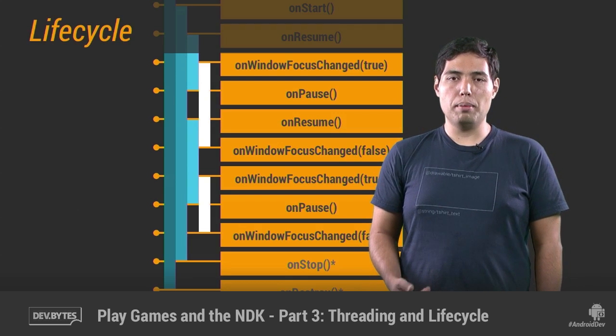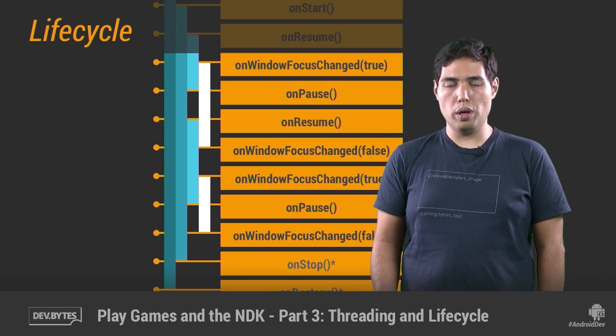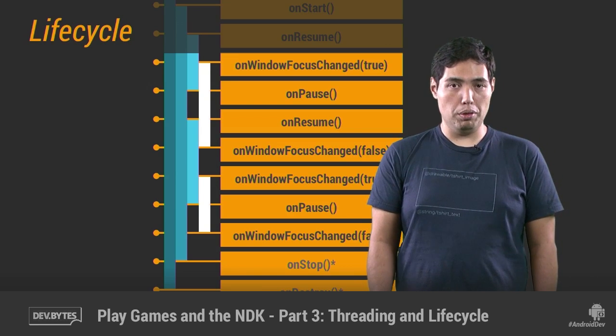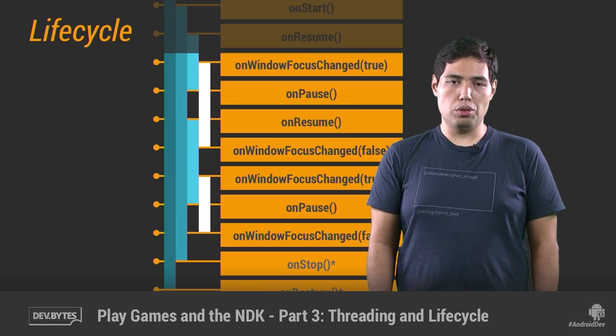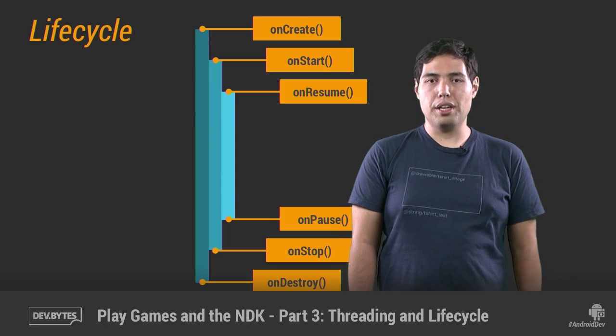And now we're going to talk about how to integrate Play Games into that flow, because it's very important, if you're using Play Games, to know when you can make Play Games API calls and when you cannot. So let's try to simplify this lifecycle a little bit. It's not as scary as it looks.